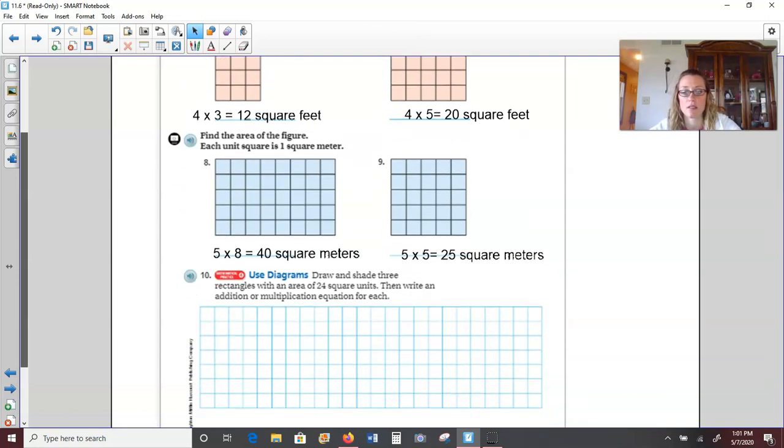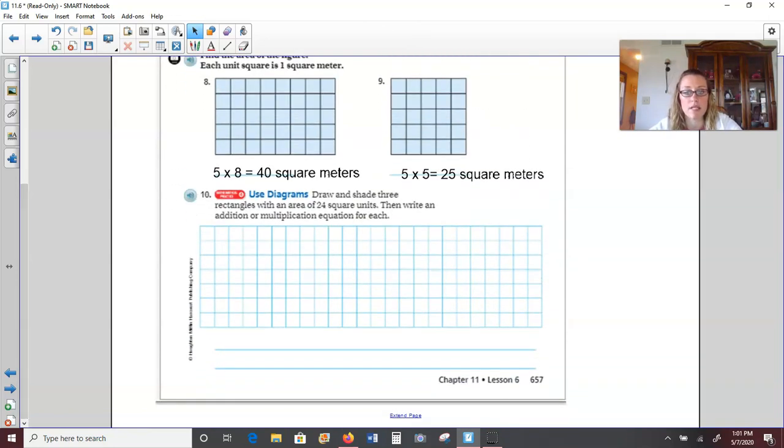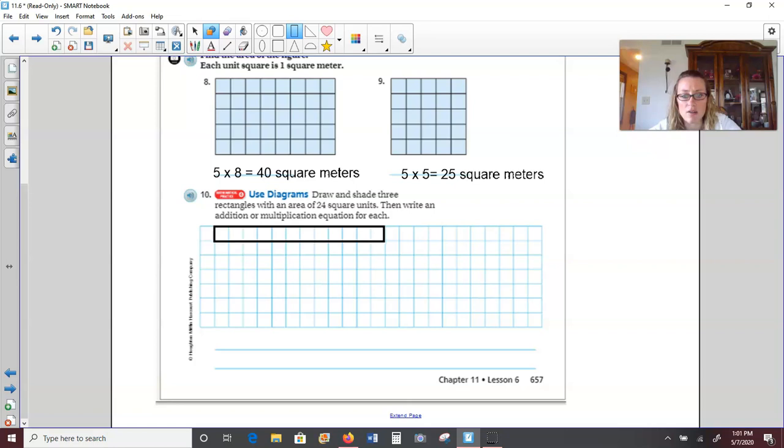Excellent. All right, on number 10, we get to draw and shade 3 rectangles that all have an area of 24 square units. Then write an addition or multiplication equation for each. So I'm going to use my rectangle tool to help me. I'm going to start with a rectangle that has 12 going in the first row. 1, 2, 3, 4, 5, 6, 7, 8, 9, 10, 11, 12.